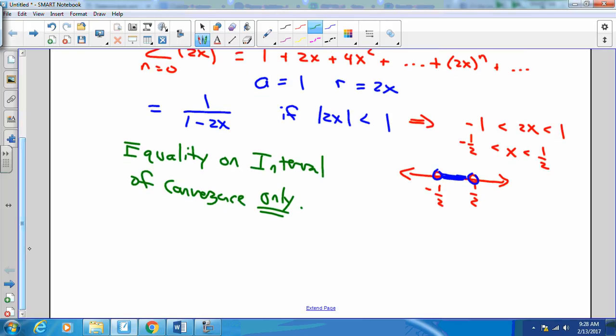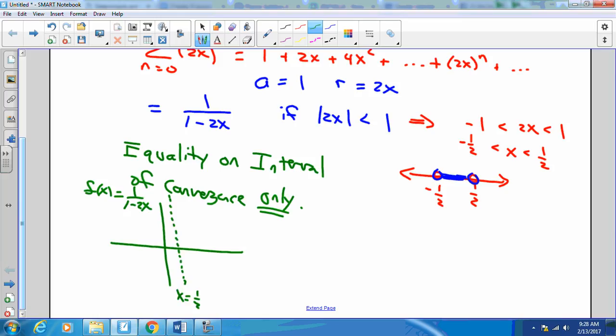Now, it's not too terribly surprising that we have a limited interval of convergence, because if you examine f of x equals 1 over 1 minus 2x, you can see that that function has a vertical asymptote right at x equals 1/2. So it is not too terribly surprising that my interval of convergence, which is from negative 1/2 to positive 1/2, not including the endpoints, has to stop at the vertical asymptote. I'm not too terribly surprised that that happens.